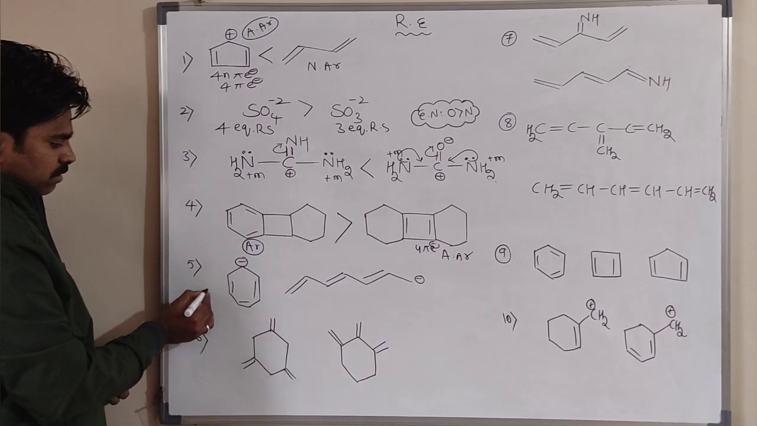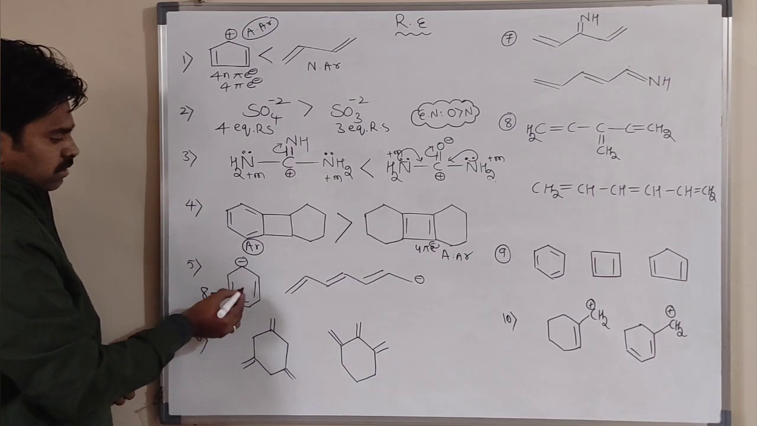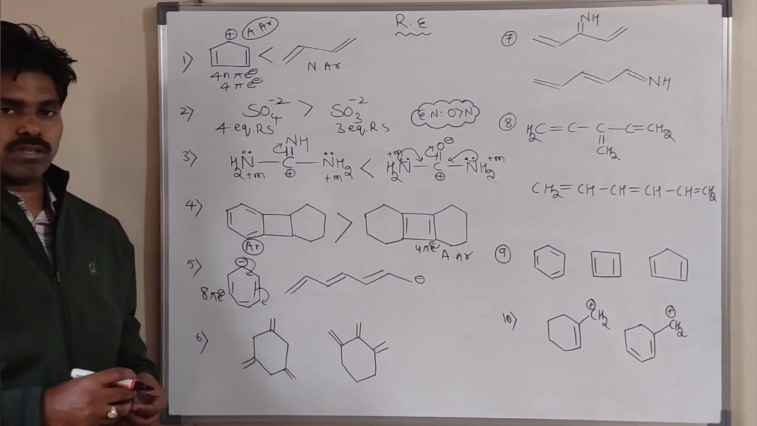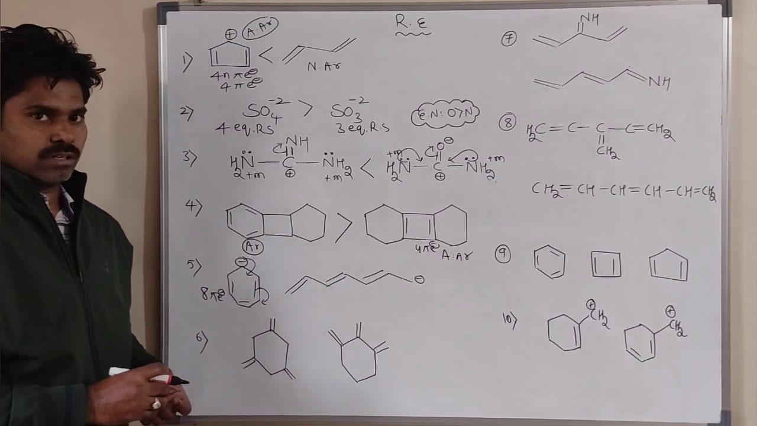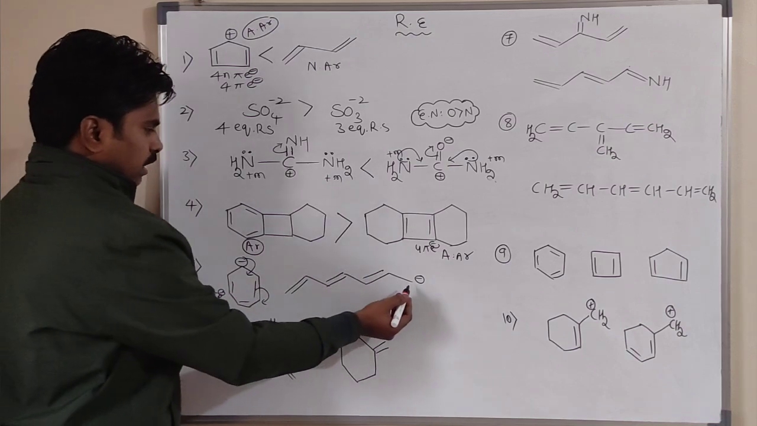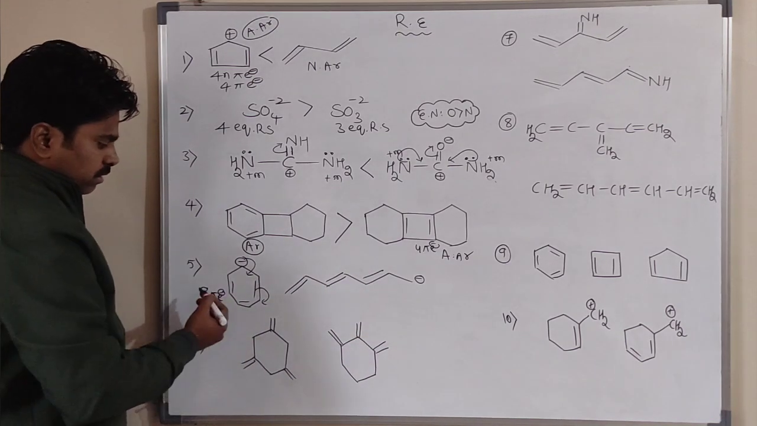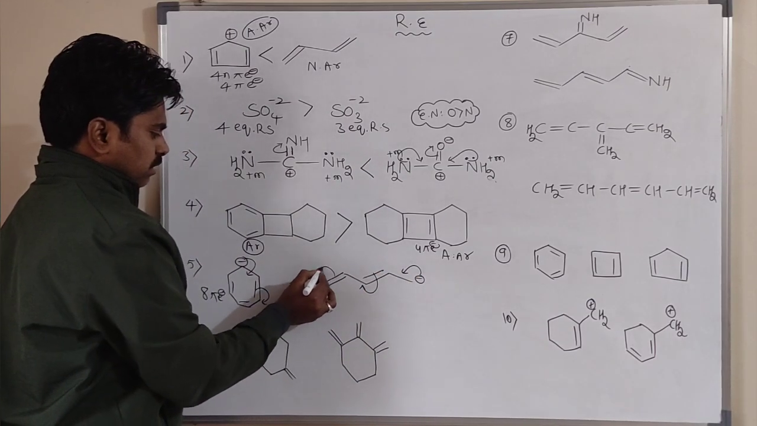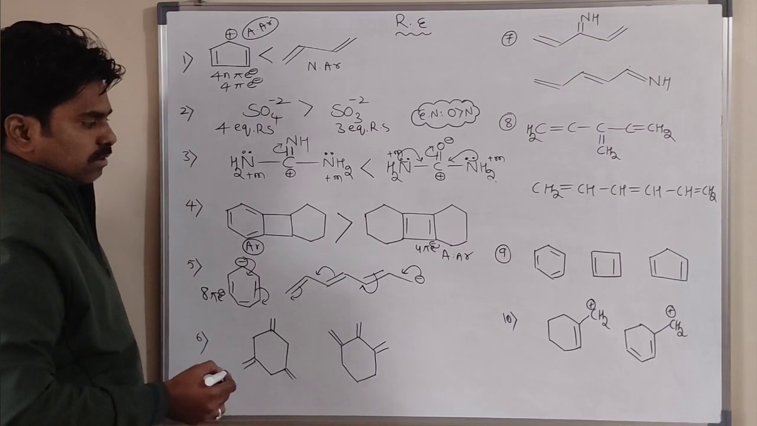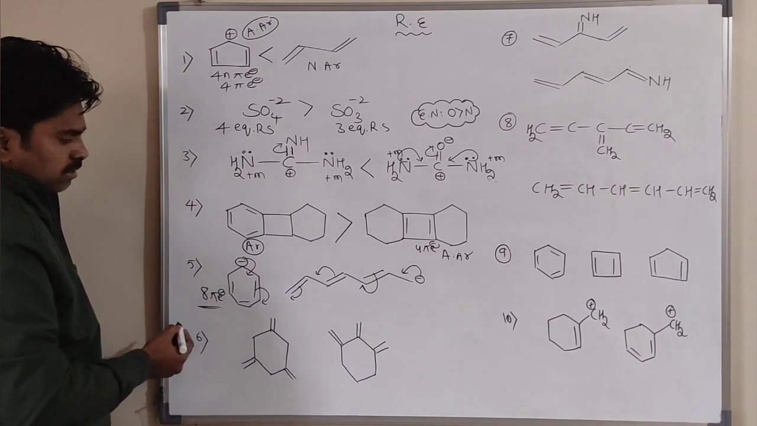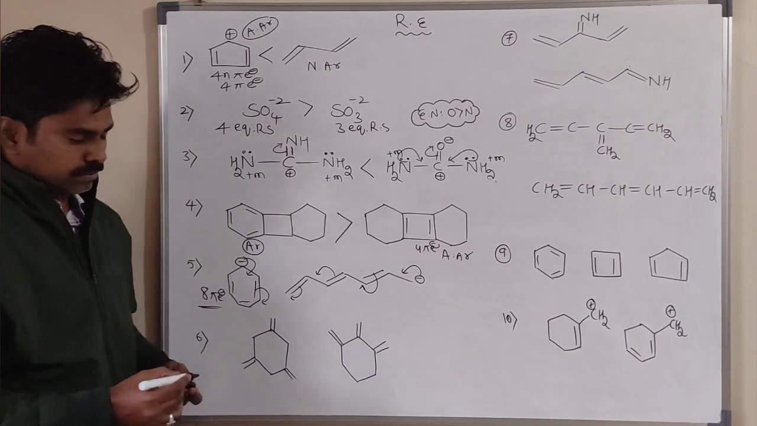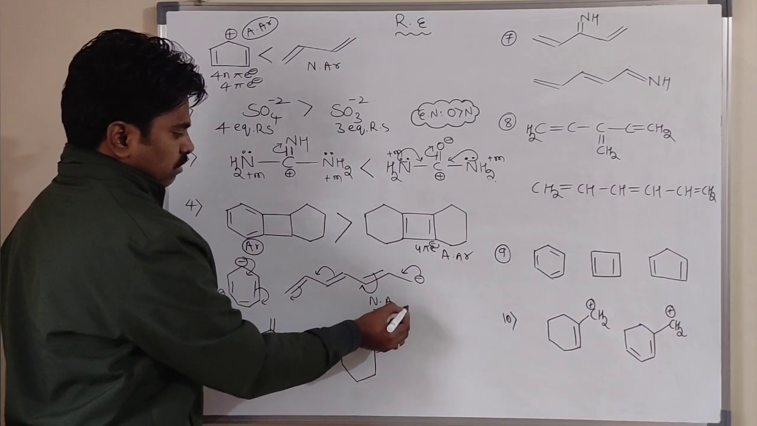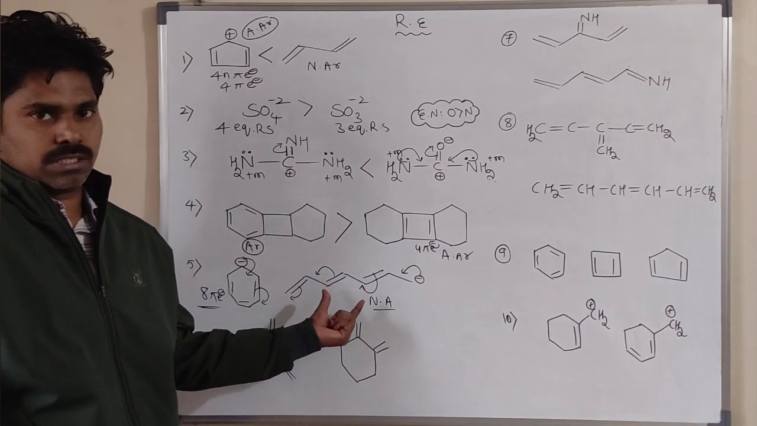How many pi electrons are there? 8 pi electrons, including the negative charge. This is also part of the conjugation in the pi system. That's why the negative charge is also included in counting the pi bond electrons. Here also there are 8 pi electrons, the same. Here is conjugation, and here also conjugation is there. With 8 pi electrons, this is anti-aromatic, and this is non-aromatic, because it is not in a cyclic form; this is an open structure.